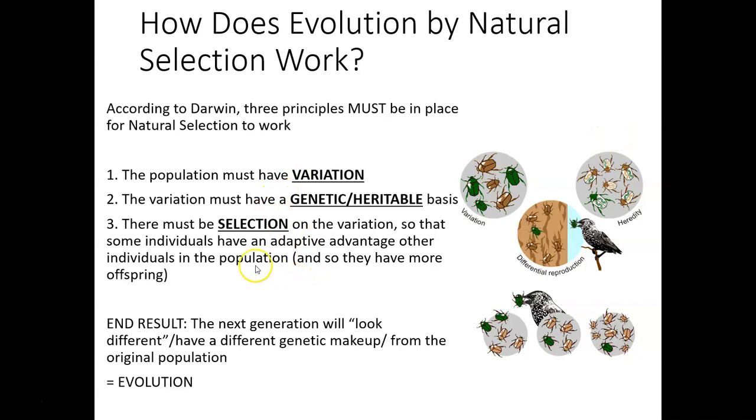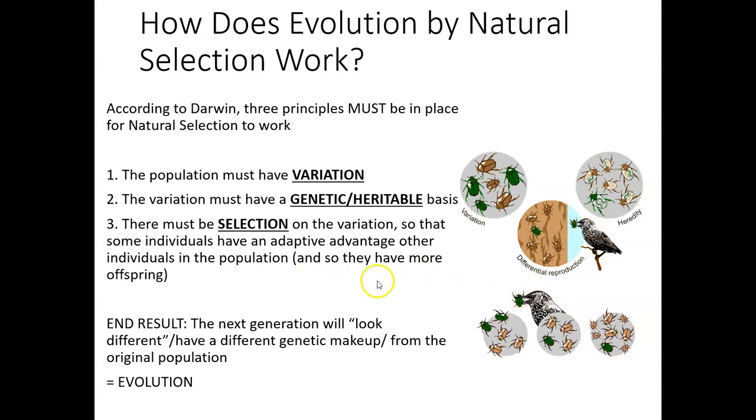The third principle of natural selection is that there must be selection on that variation. Therefore, some individuals have an adaptive advantage over others in the population, and they will survive and have more offspring. So in this case, the selection on the beetles of different colors is that a predator can see the ones who are not camouflaged, and the predator eats the ones that are very obvious. So in this case, the brown beetles do better. They're more able to survive, and therefore they're more likely to reproduce, while the green ones are going to be eaten at a higher rate.